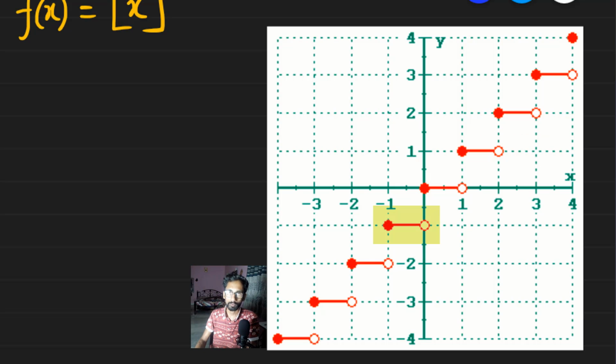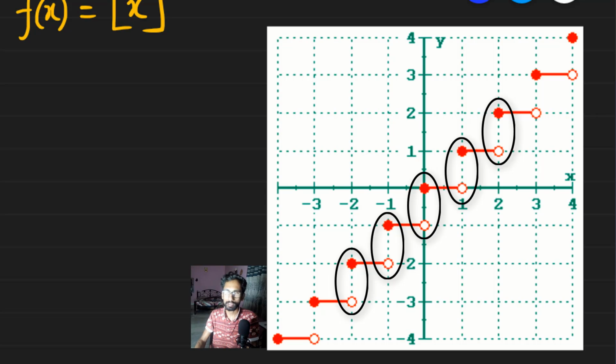Simply, when the value of x lies in between -1 and 0, the value of the function is -1. Then for -2 to -1, the value of the function is -2, and so on. So at each and every integer value of x, the function is discontinuous.